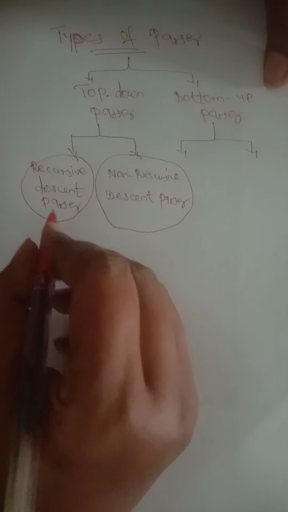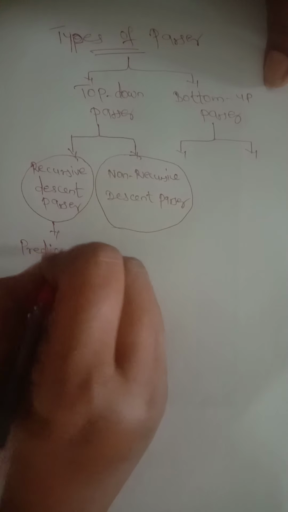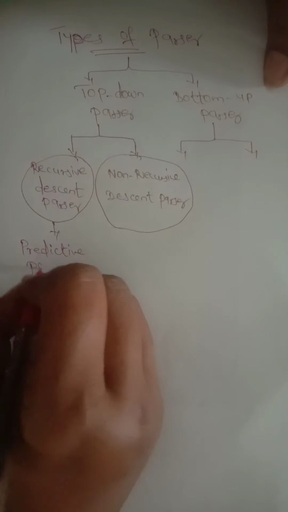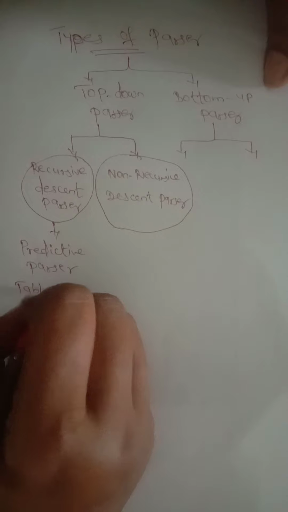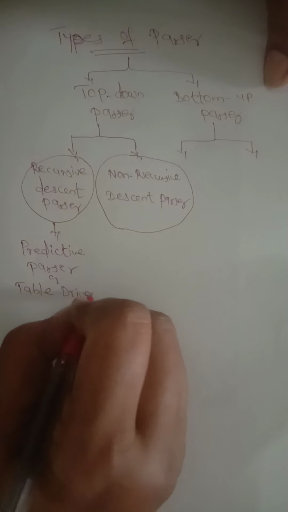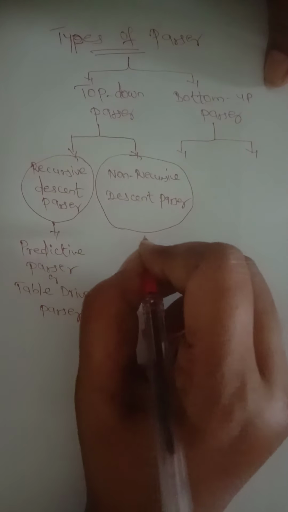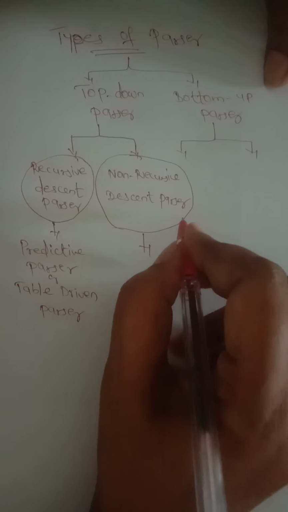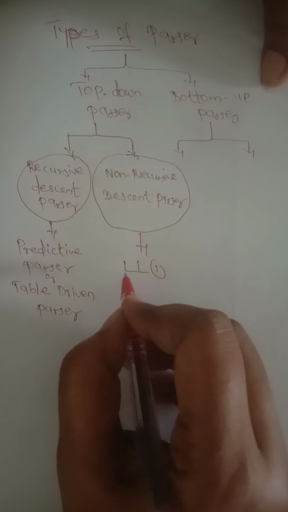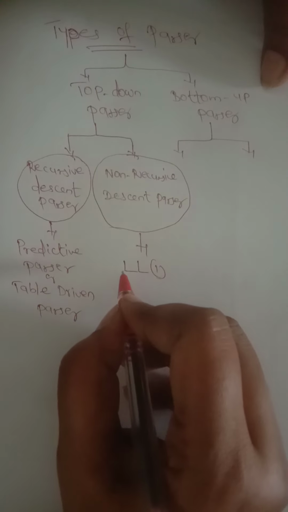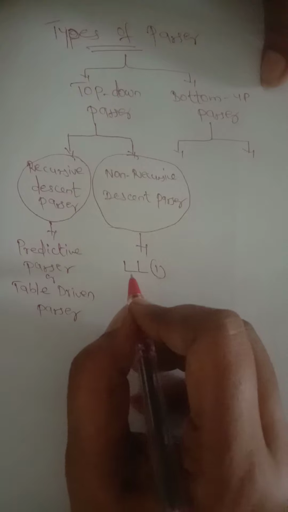So an example for the recursive descendant parser is the predictive parser. Predictive parser, or the other name is table driven parser. Then an example for the non-recursive descendant parser is the LL(1) parser. What is an LL(1) parser? Left to right scanning of input and leftmost derivation. That parser is called an LL(1) parser.